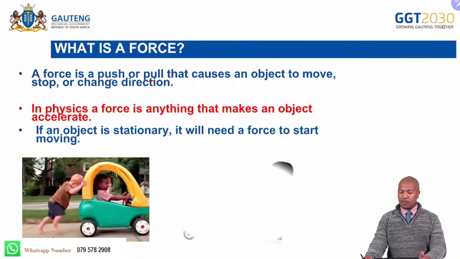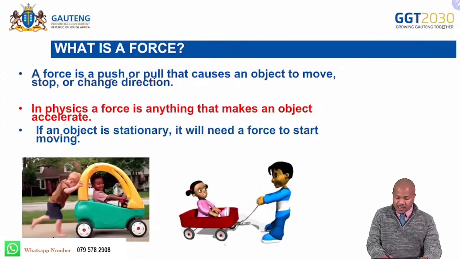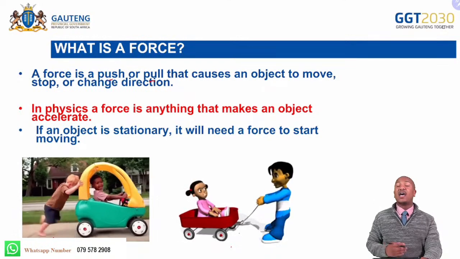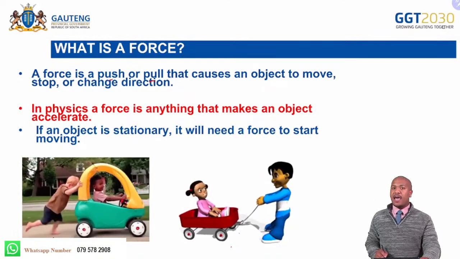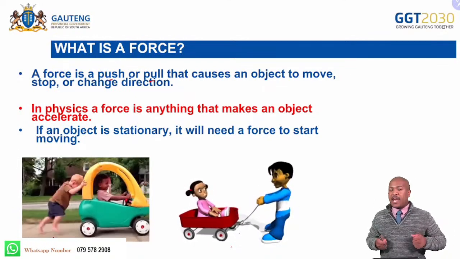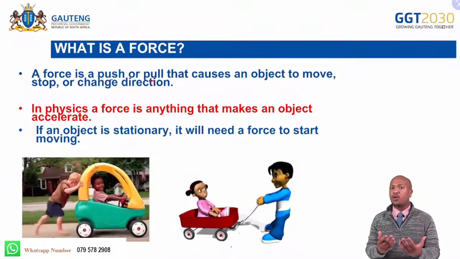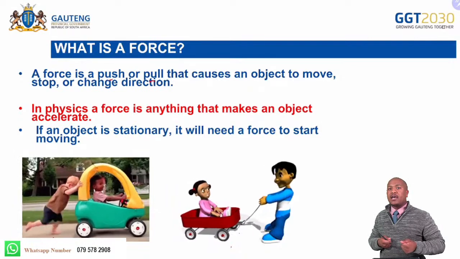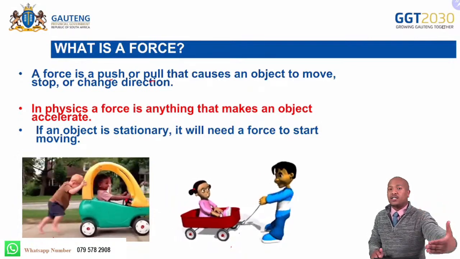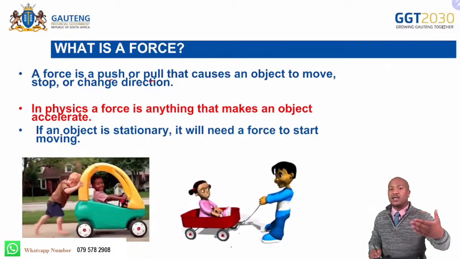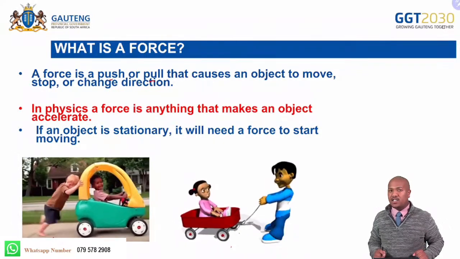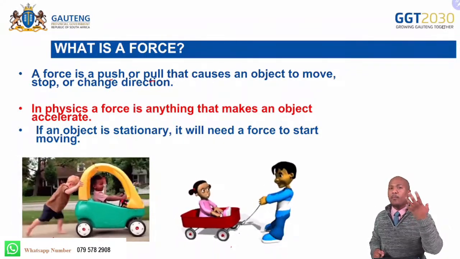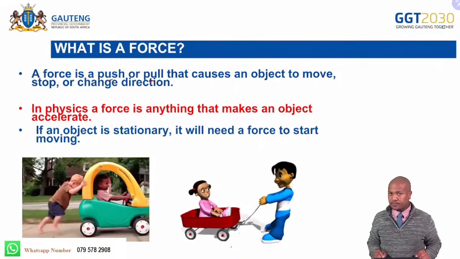In the second example, we have friends again. This one is pulling the other one in that trolley. As he is pulling, he's applying force, because it is a pulling action. As he is pulling that trolley, there's some build-up of speed. Not only building up of speed, there's some movement. It causes the object to move or change direction.